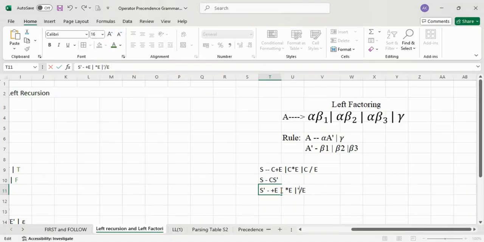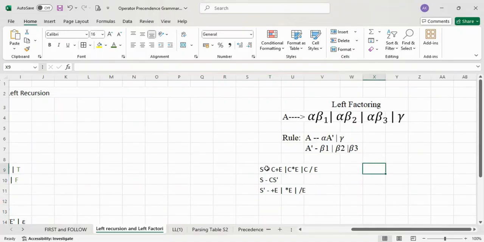This is how I remove my left factoring. Let us take one more example over here. This is the first example which I have solved. Let us take one more example.